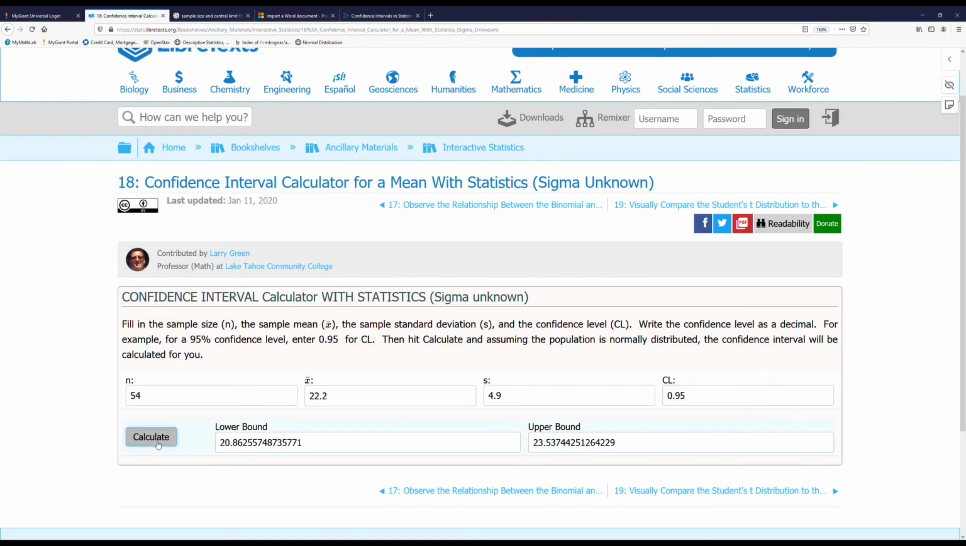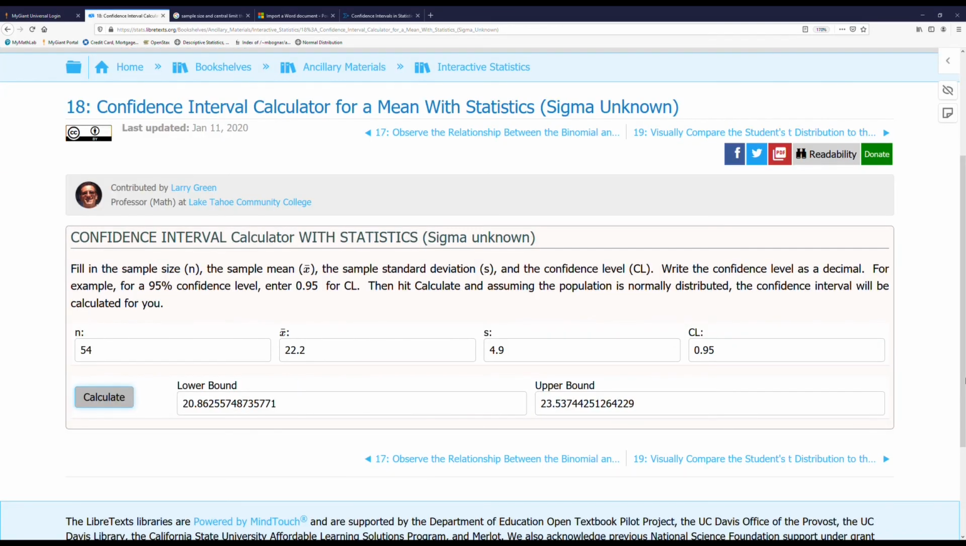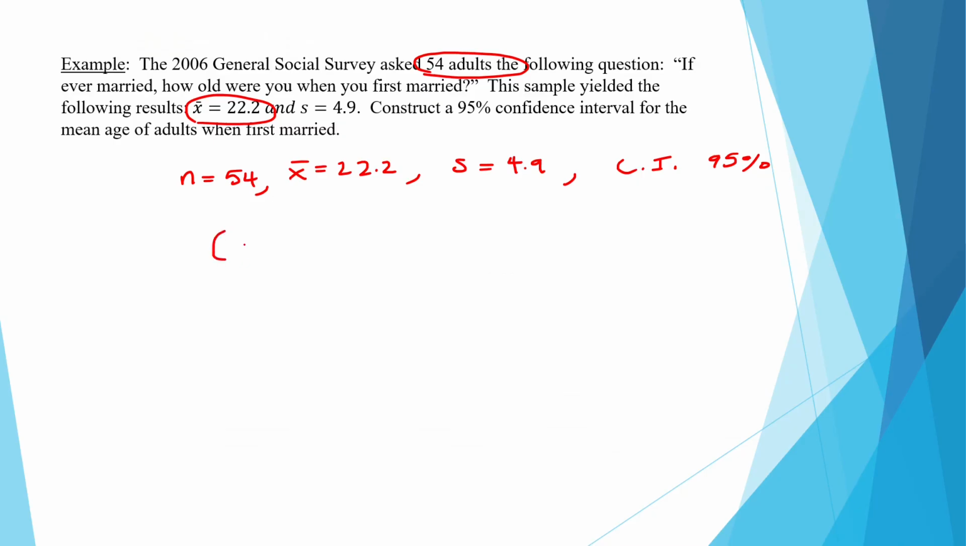Click calculate. Just be aware, if you're doing the calculations by hand, your answers will be very similar, but they will not necessarily be exactly the same. When we're doing it by hand, we're using an approximation for the t statistic, so our values are going to differ. We have the lower limit is 20.86, and the upper limit is 23.54. Now we can write our conclusion.